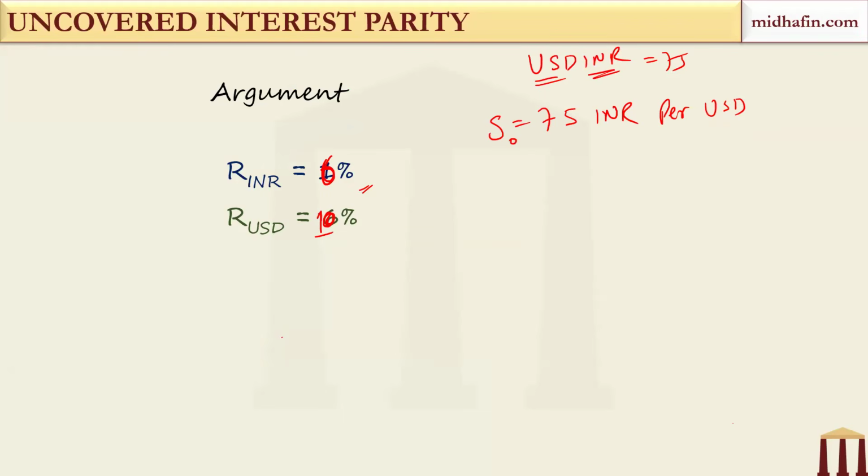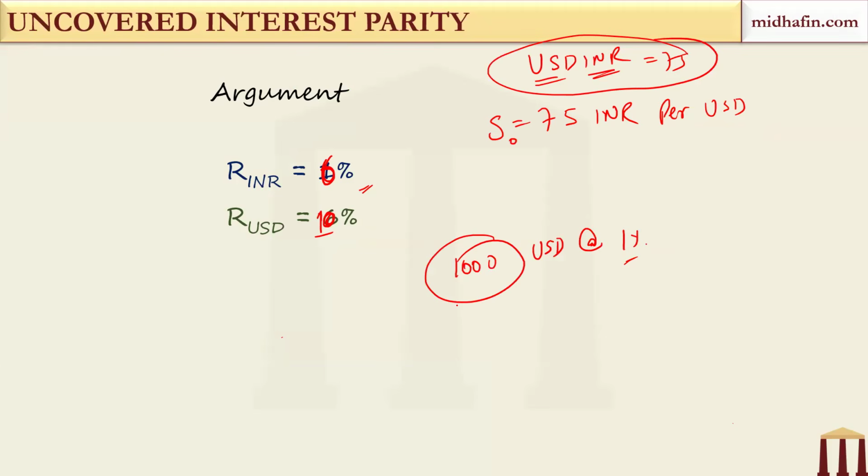So if the current exchange rate is 75 rupees, now as an investor, say a US investor, will borrow some dollars, say $1,000, at a 1% interest rate, and will convert this $1,000 at the current exchange rate. How many rupees will they get for $1,000?